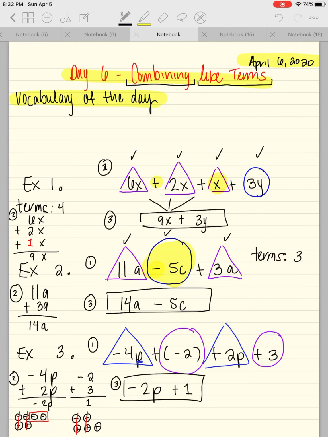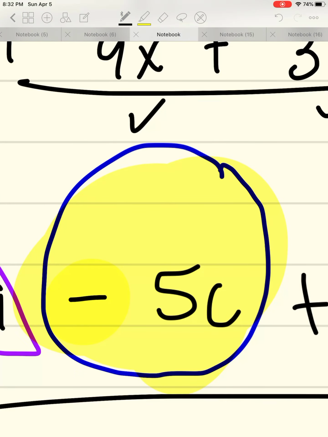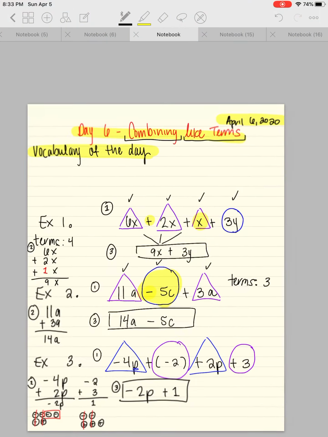Another thing is make sure that you are bringing down the subtraction signs with you, like in example 2. Make sure that you attach that to your variable with your coefficient, because if you forget that subtraction sign, then you're going to have a hard time combining it.